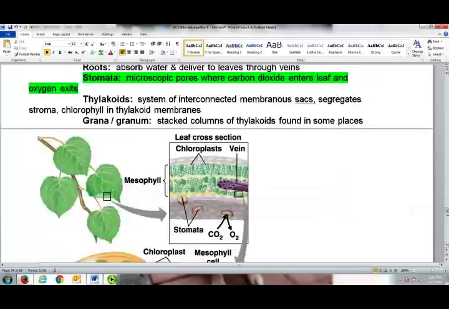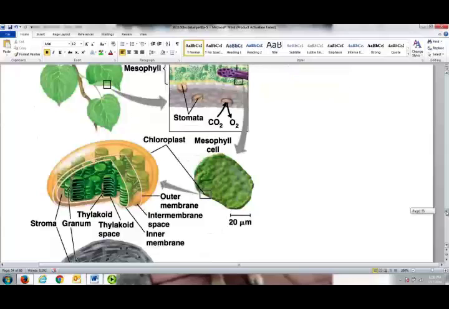So this picture here is showing a cross-section of a leaf. So you have the chloroplasts, the veins. Here you have the stomata with the carbon dioxide going in and the oxygen going out. Within the chloroplast we have the thylakoid sacs that are stacked in these granum. And then you can see the stroma is labeled here around the outside.